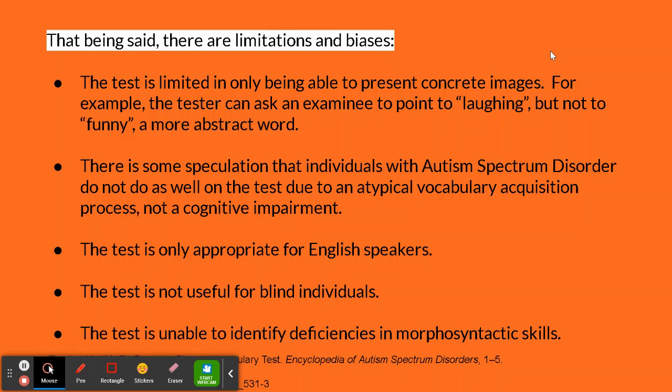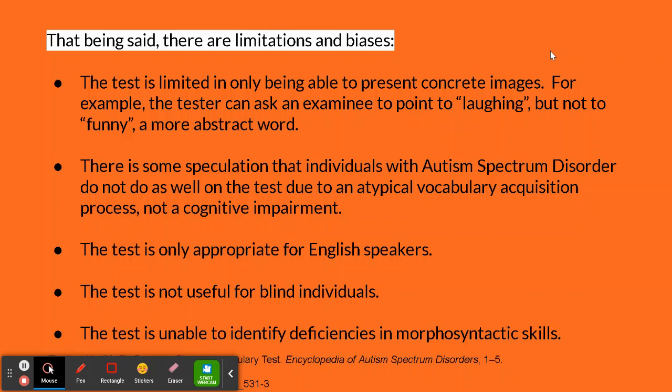There is also some speculation that individuals with autism have a skewed score on this test, not because of any kind of cognitive impairment, but more because their vocabulary acquisition is atypical to those of their peers, but not necessarily an indication of anything wrong cognitively as far as vocabulary goes.